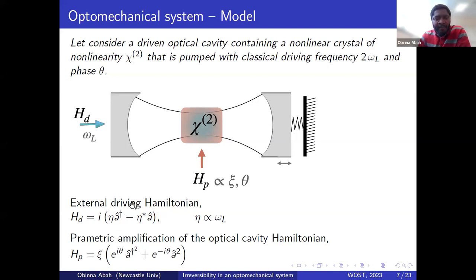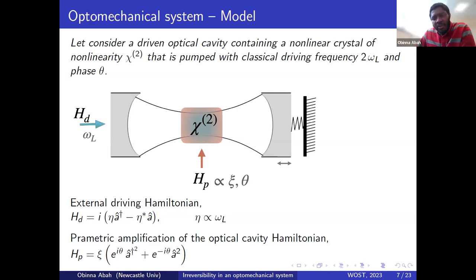So that means that in addition to just having the external driving Hamiltonian, which is related to the frequency of the laser pump, and this is the strength of the laser, then this parametric amplification, which excites the crystal, has a squeeze form, and this results in a squeezed cavity. So sort of to say that this parametric amplification induces some squeezing in the system, and it has been shown that this actually enhances cooling and entanglement and some other properties.